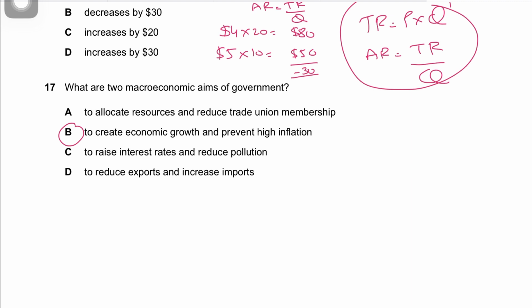Option D says to reduce exports and increase imports. Governments generally want to encourage exports and reduce excessive imports, right? They wouldn't want to reduce exports and increase imports, because this would worsen the current account deficit, and we want to reduce the deficit. That's our objective. This would worsen the balance of trade position, and we don't want that. That's why option B is correct.